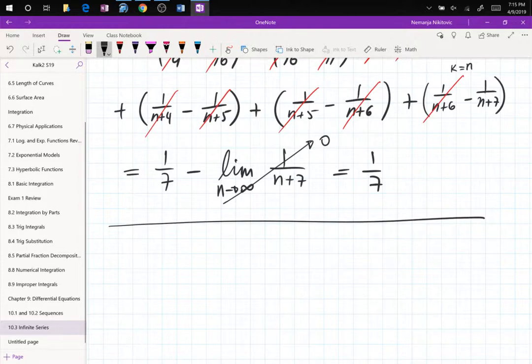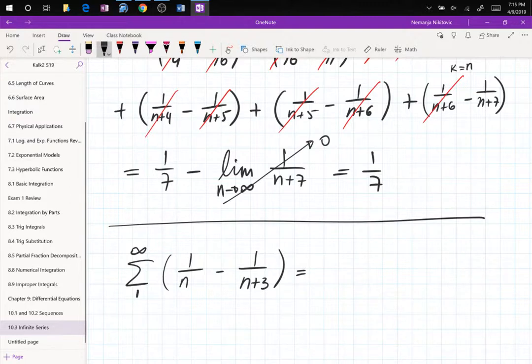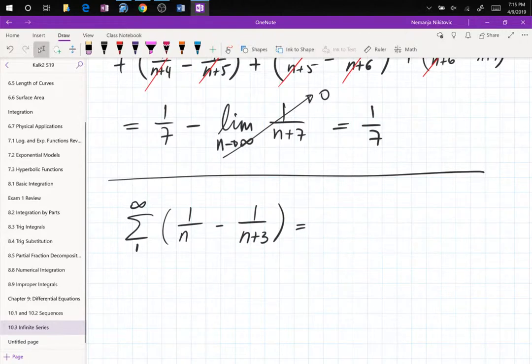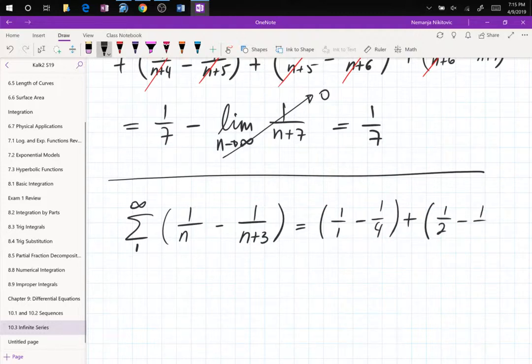So now, I'm going to have a summation of 1 over n minus 1 over n plus 3, from 1 to infinity. So what happens now? Well, as I start writing this out, luckily I don't have to do partial fraction decomposition on this one, right? What do I get? I get 1 over 1 minus 1 over 4, plus, in the next one, 1 over 2 minus 1 over 5. Does anything cancel? Not yet.